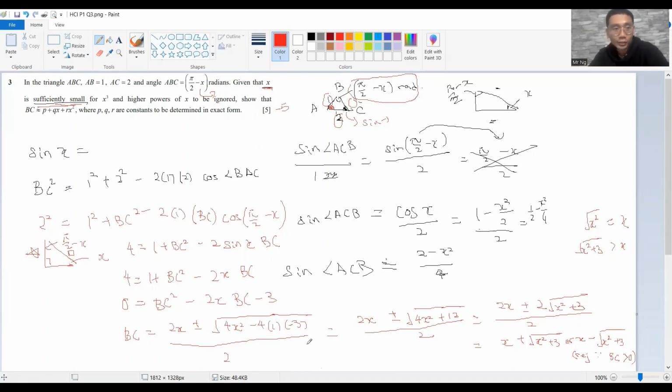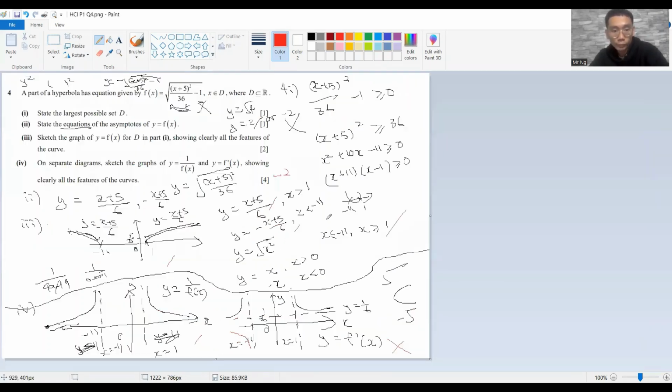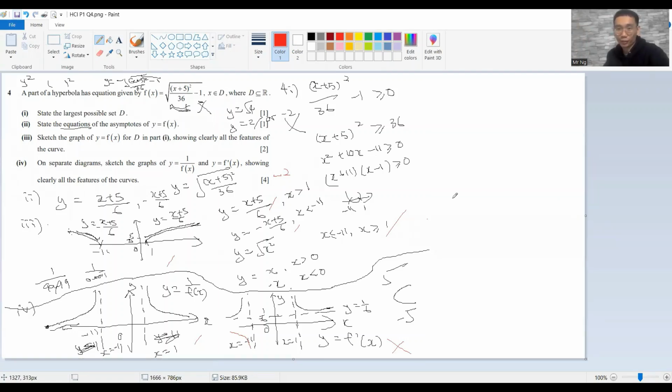So next one, question 4. Question 4, part 4, there's a mistake I made. On the second part of part 4, they are asking us to find f prime x. f prime x means differentiation of f x. Last lesson, I think I was too pressured for time or something.